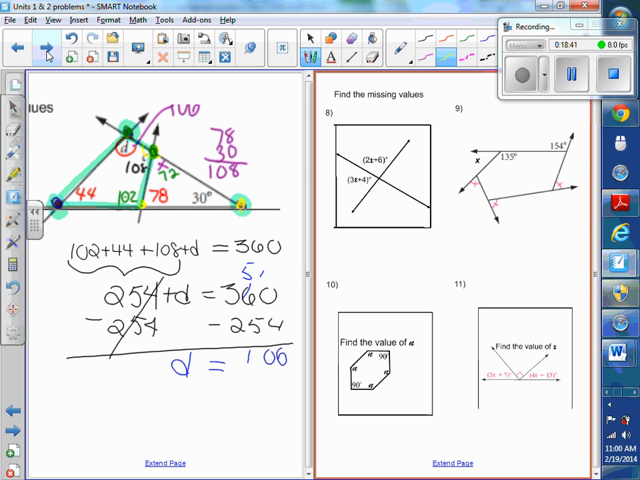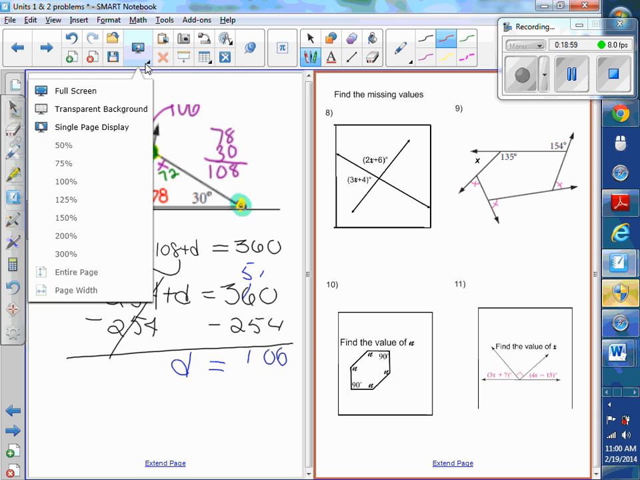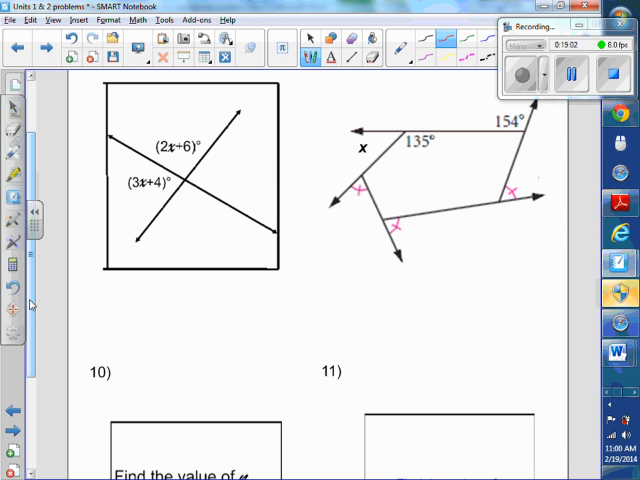Okay, so on the next slide, you should have gotten x equals 34. I didn't really understand how to do that. Okay, so let's talk about that. Let's make sure I didn't make a mistake. Do these two angles make a straight angle? Yeah. How much does a straight angle add up to? 180. So then wouldn't it be true that 3x plus 4 plus 2x plus 6 has to be equal to 180?